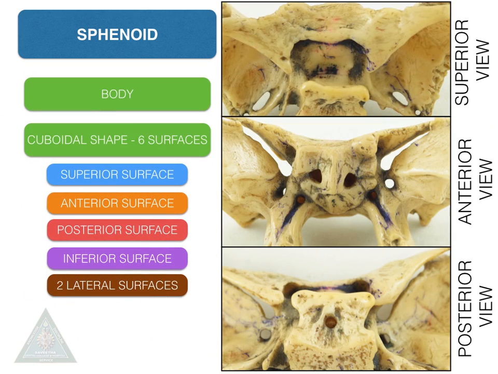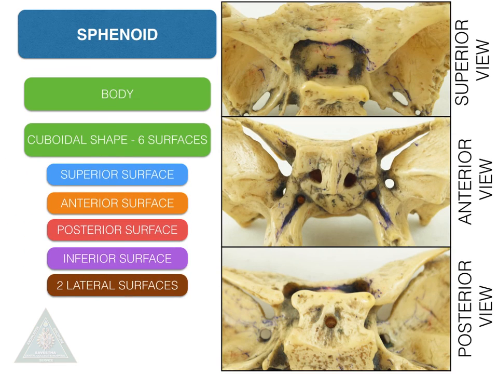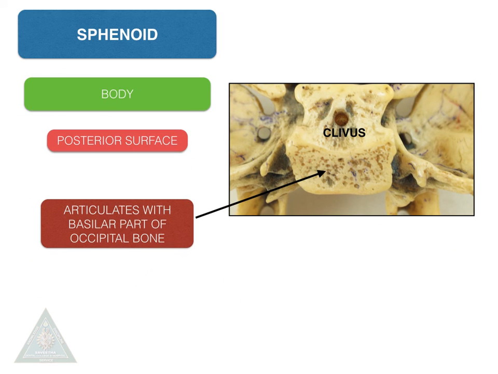Moving on to the anterior surface of the sphenoid. The anterior surface has got a sphenoidal crest which articulates with the perpendicular plate of the ethmoid bone. It forms the roof of the nasal cavity, and by the sides of it we can see the opening of the sphenoidal air sinus. Moving on to the posterior surface. The posterior surface is rough and it articulates with the basilar part of the occipital bone. It forms a primary cartilaginous joint which fuses by the 25th year.